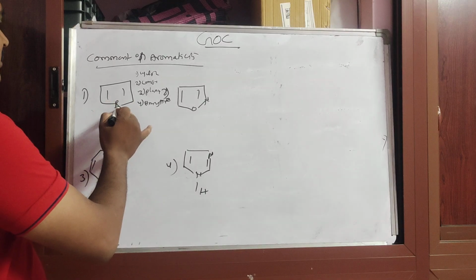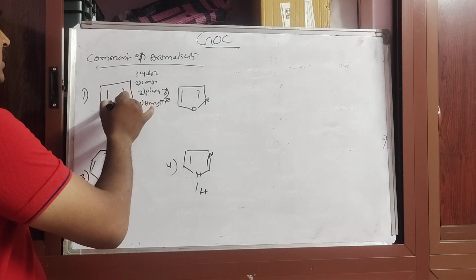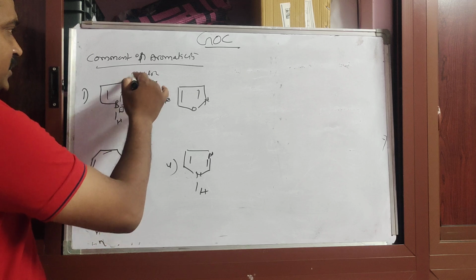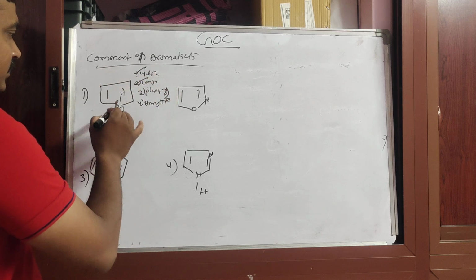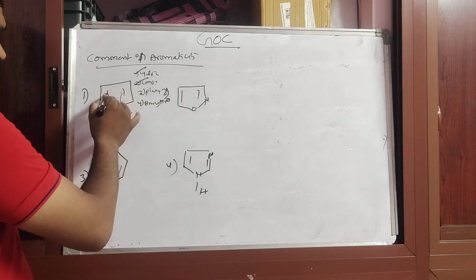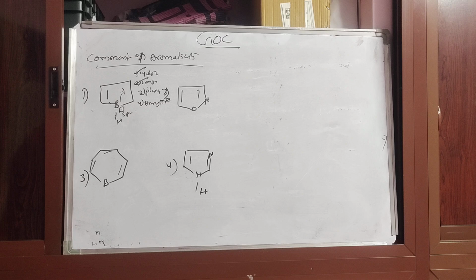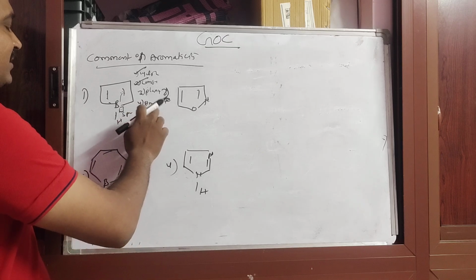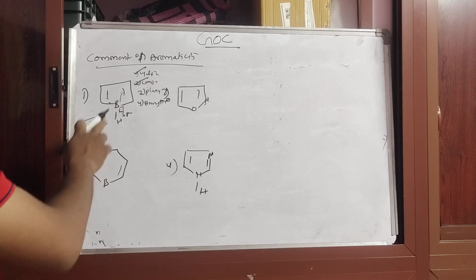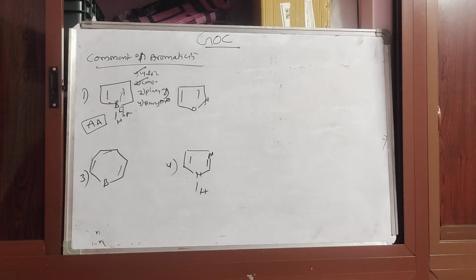First, conjugation. Yes, boron has a vacant p orbital, that's why it is in conjugation. All are sp2 and cyclic. Planar, because all three are sp2 hybridized. How many pi electrons are there? Only 4 pi electrons. See here, 4n pi electrons. That's why this is anti-aromatic. Boron does not have a lone pair of electrons, it has a vacant orbital. That's why it is anti-aromatic.